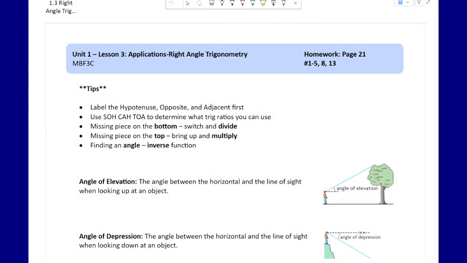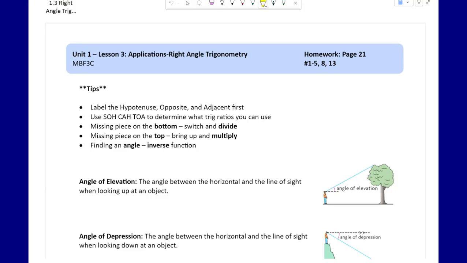In today's lesson, we are going to be looking at applications of right-angled trigonometry. So we're going to be taking the two lessons that we looked at over the last 2 days, and we are going to be applying those concepts to some real-world scenarios or to some more practical applications.